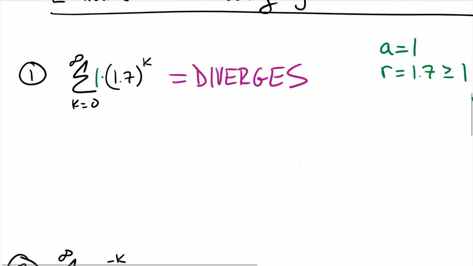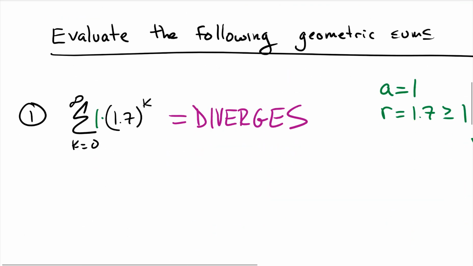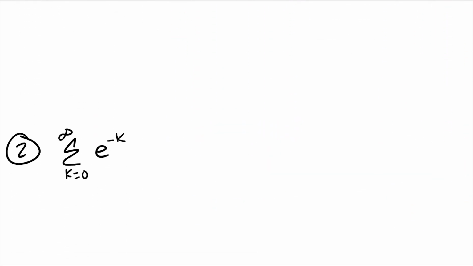Because our formula doesn't have a... Is there a negative k up here? No, this formula works for a positive k. So let's change that right away. From k equals 0 up to infinity, this is 1 over e raised to the power of k. Hey, there we go. So our A is 1 and our R is 1 over e.